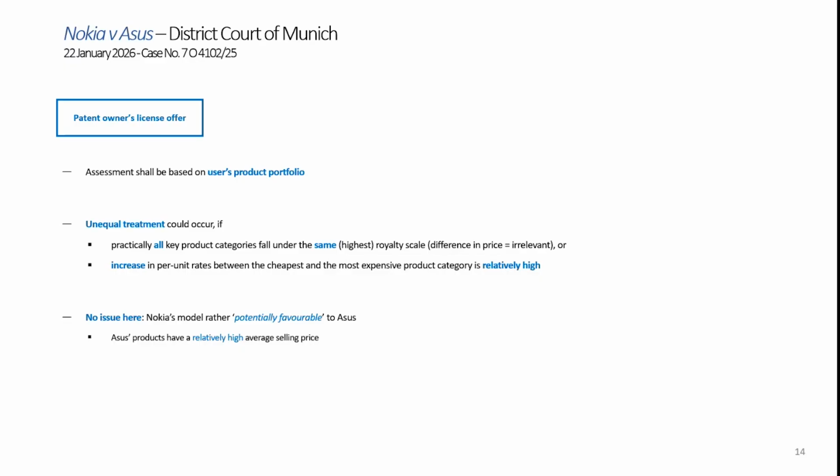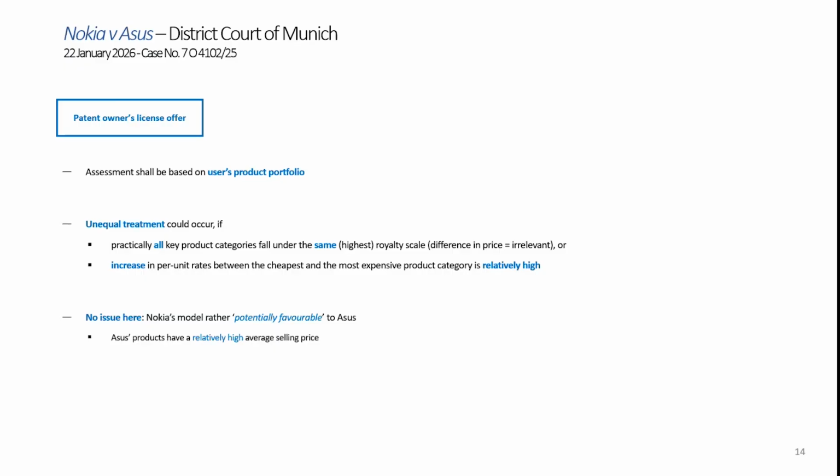Because the court said there is a risk that you can have an unequal treatment of patent implementers if, for example, practically all key product categories of an implementer fall under the same highest royalty category. Because then you would basically have no difference in the royalties based on the price of the products. So you would treat them all under one category, and this could be problematic from an unequal treatment perspective. Or the court said it could also be problematic if the increase in the per unit rates between the cheapest and the most expensive product category is relatively high, because in that case you would eventually benefit those higher end products.